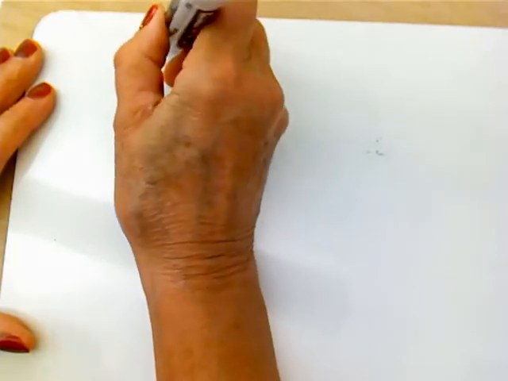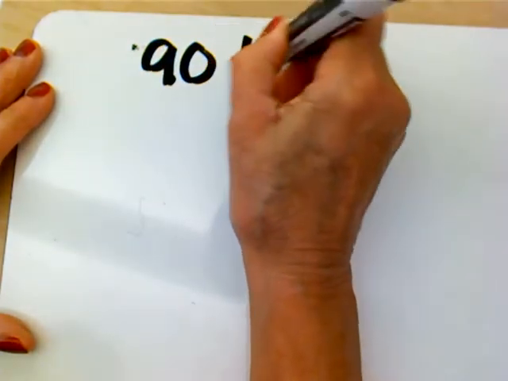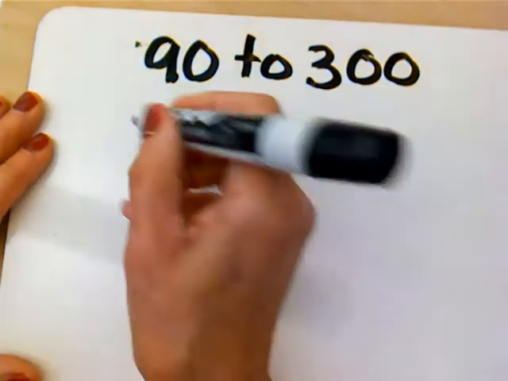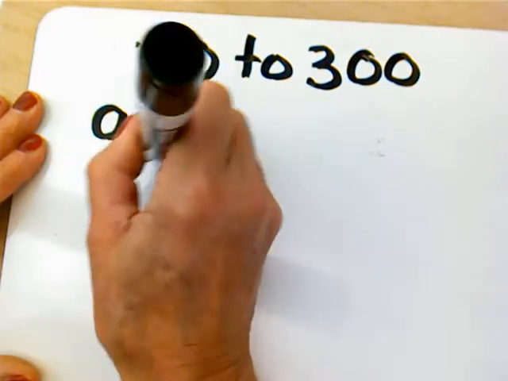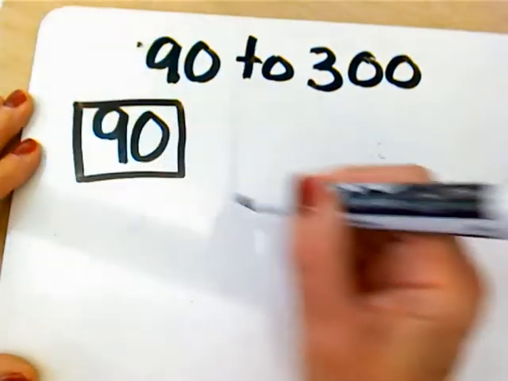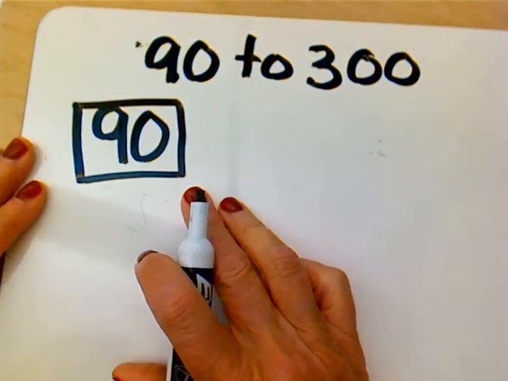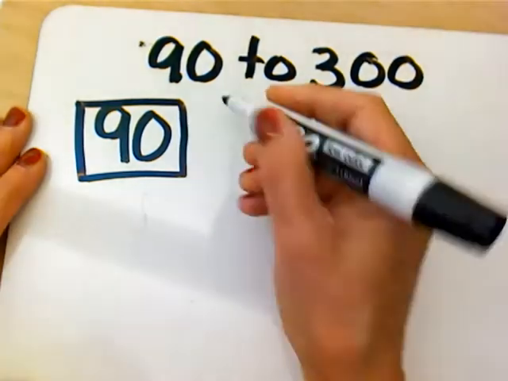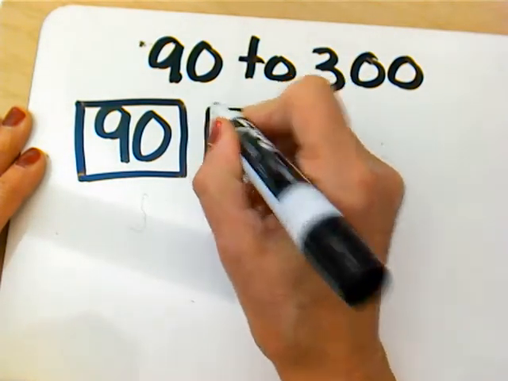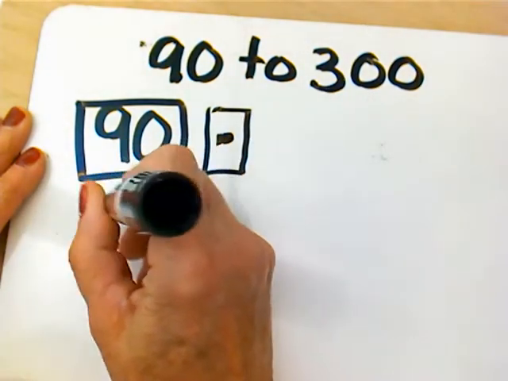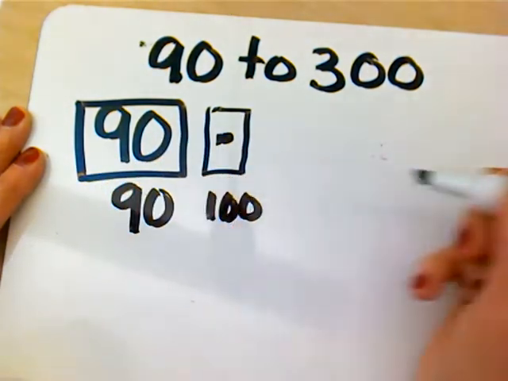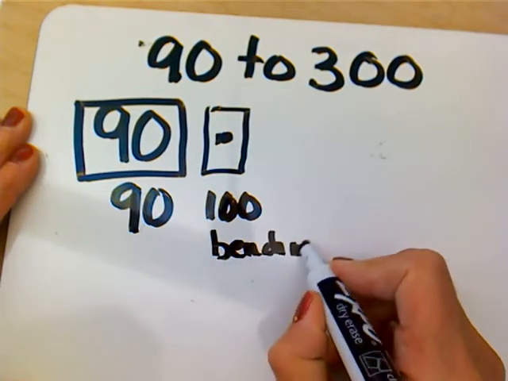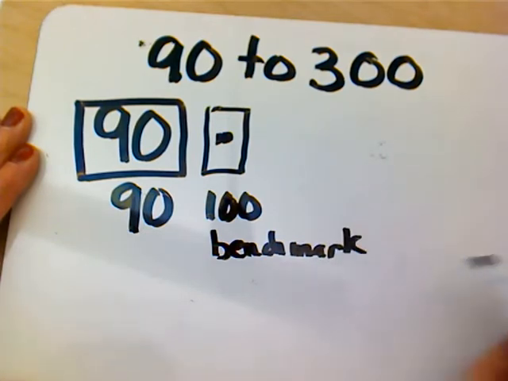We're going to count from 90 to 300 using benchmarks. And we're going to start on 90. So 90 is my box number. Then I want to count the fastest way I can. So I am going to add a 10. If I add a 10, that would put me from 90 to 100. And then from there, 100 is my benchmark. That's an easy one for me to be able to count from.